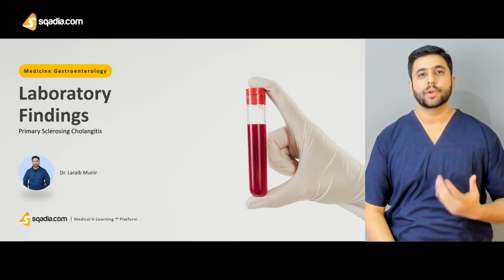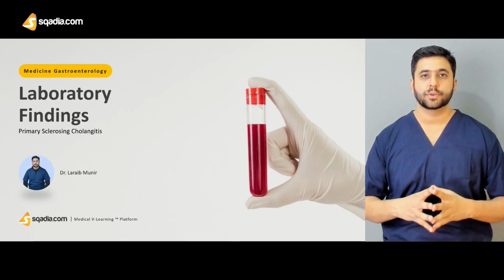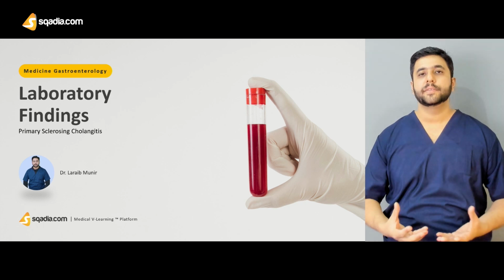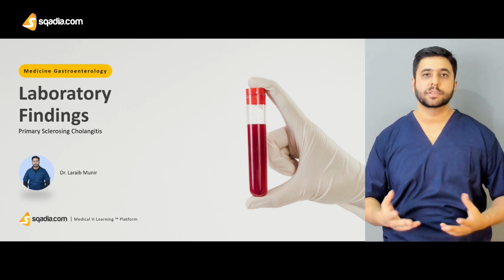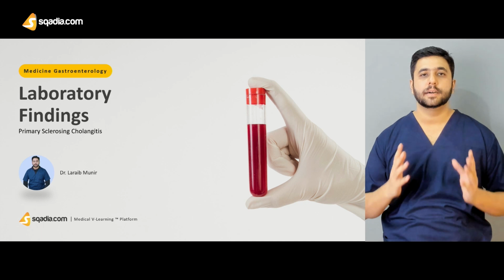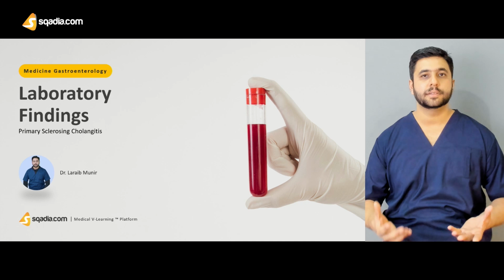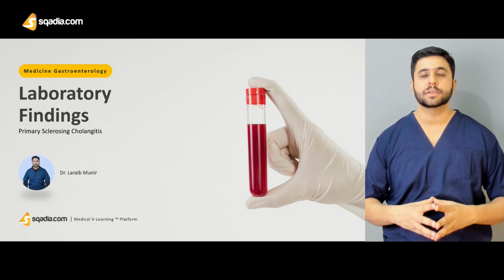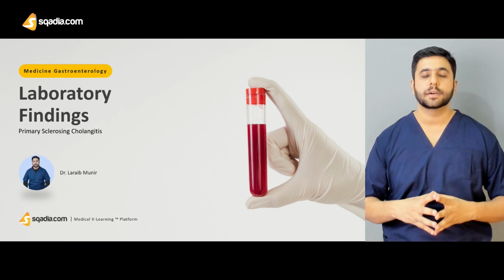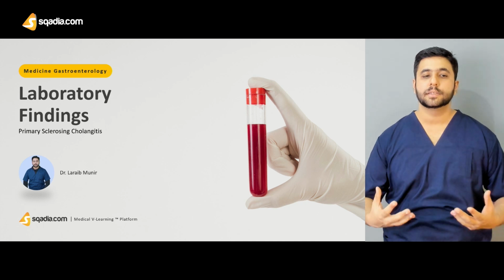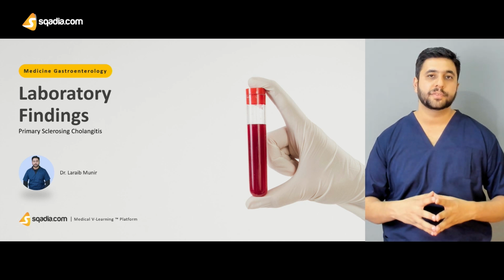Let's talk about how we are going to diagnose a patient with primary sclerosing cholangitis. The definitive diagnosis is made by radiological tests, specifically procedures like ERCP or MRCP, magnetic resonance cholangiography, or certain types of transhepatic cholangiograms. But there are certain lab findings which are very helpful in the first place.